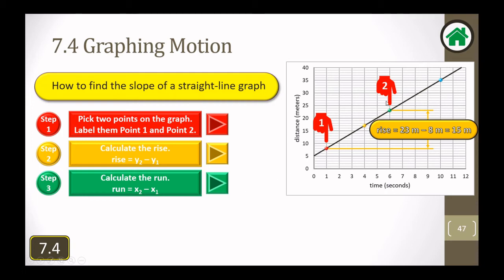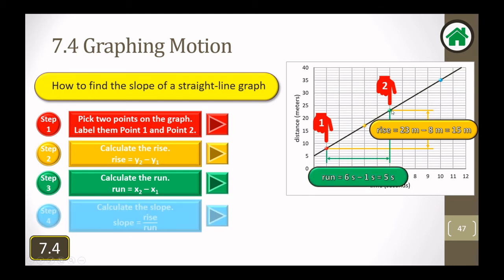The run is the horizontal difference between point 1 and point 2. So we would take the x value for point 2, which is going to be 6 seconds, and we would take the x value for point 1, which is 1 second. We'll subtract those to get a run of 5 seconds. If point 1 is to the left of point 2, then the run is going to be a positive number. If we had chosen this as point 1 and this as point 2, then the run would be a negative number, and that's okay too. It'll all come out in the wash.